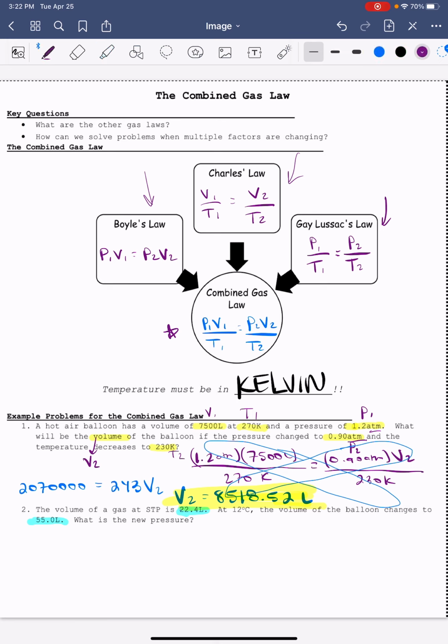I also notice I have a temperature of 12 degrees Celsius, which we know we're going to have to convert to Kelvin. That would be 285 Kelvin. And then the other piece of information I've been given that's really valuable are these three letters here, STP. So if you'll recall, STP stands for standard temperature and pressure. And that is a pressure of 1 atmosphere and a temperature of 273 Kelvin.